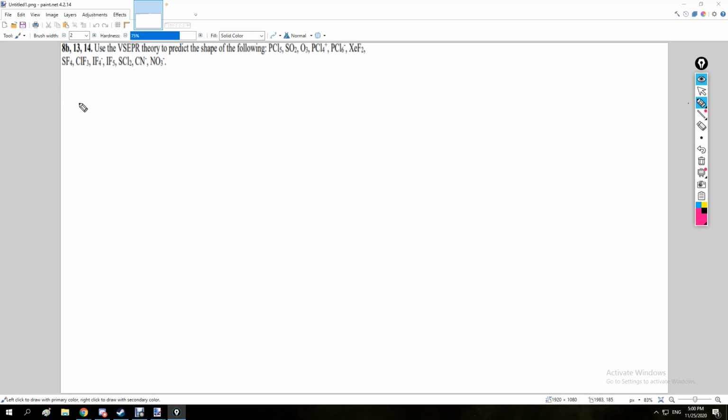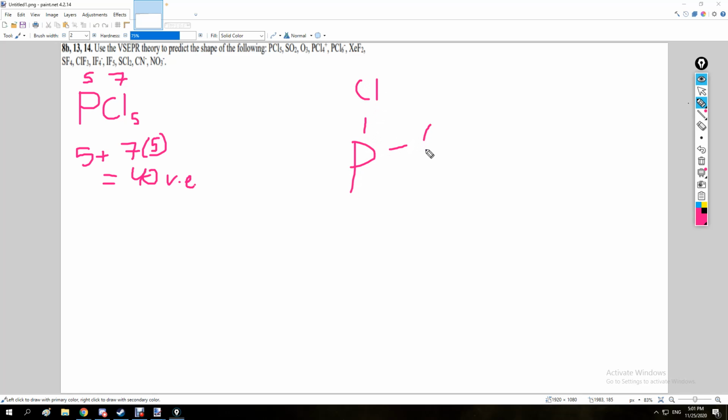First we need to find the number of valence electrons. We know that P is in group 5 and Cl is in group 7, so the total number of valence electrons is 5 plus 7 times the subscript, which is 5, for a total of 40 valence electrons. So we'll start by drawing P as a central atom connected to every Cl with a single bond, and then we'll put 6 electrons around each outer atom to fill the octet.